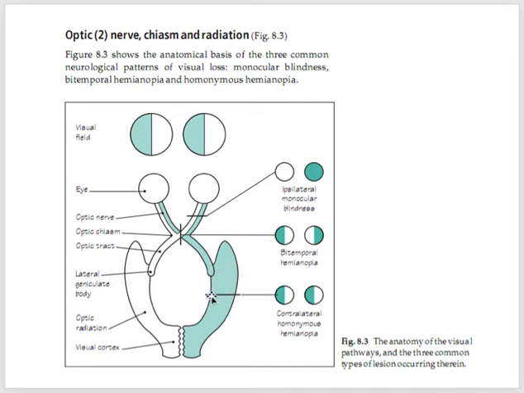But if someone loses the fibers from here, which fibers are going to be cut? All the fibers from the nasal side of the left eye and all the fibers on the temporal side of the right eye, and the patient is going to lose the vision on one side. There will be no vision here and here, so they will have contralateral homonymous hemianopia. So this is a very, very complicated type of tract. We call this the optic nerve, this is the optic chiasma, and this one is the optic tract.